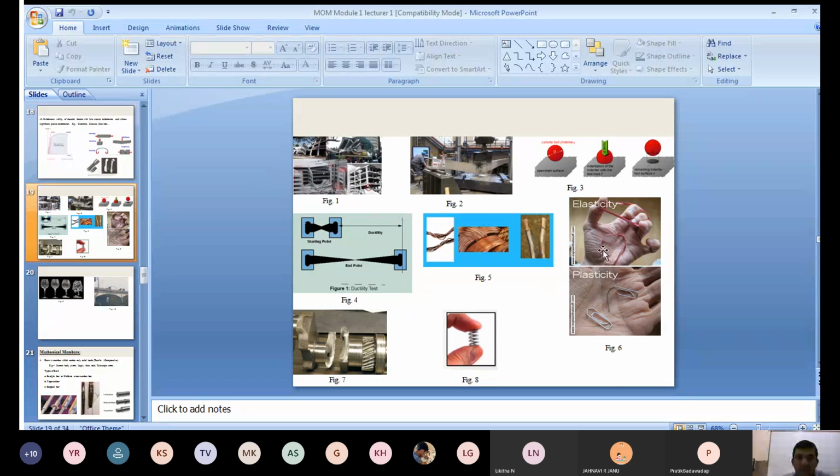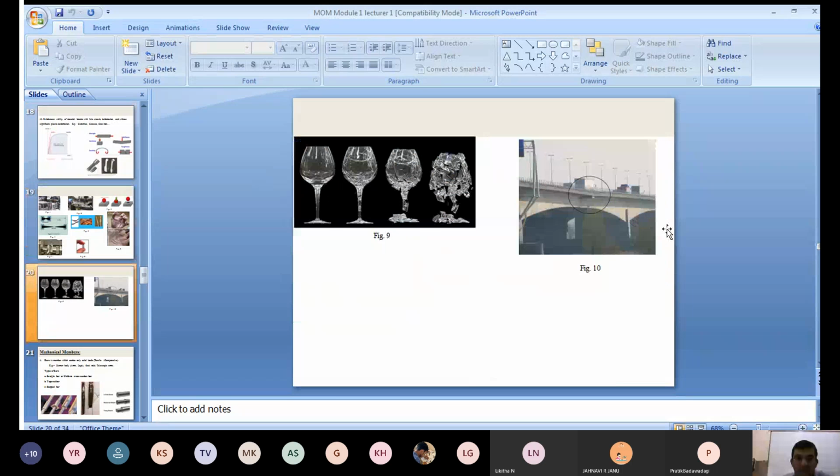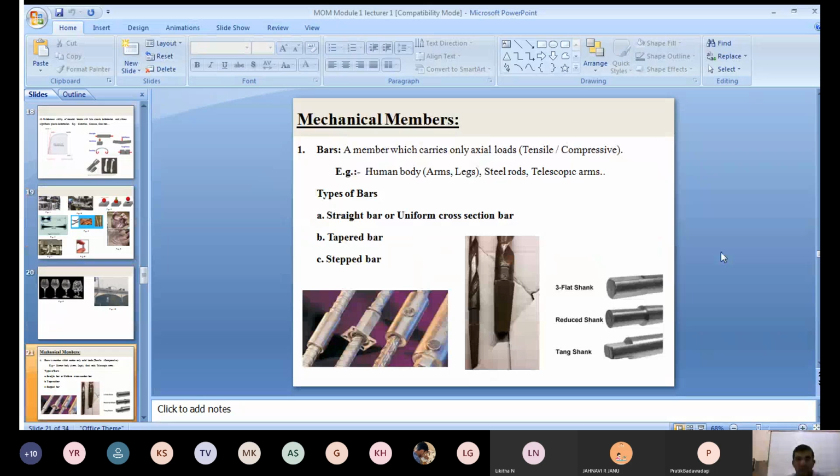We studied the mechanical properties of materials, right? Now in this lecture we are going to study mechanical members, also called aircraft structural members. These are called mechanical members.